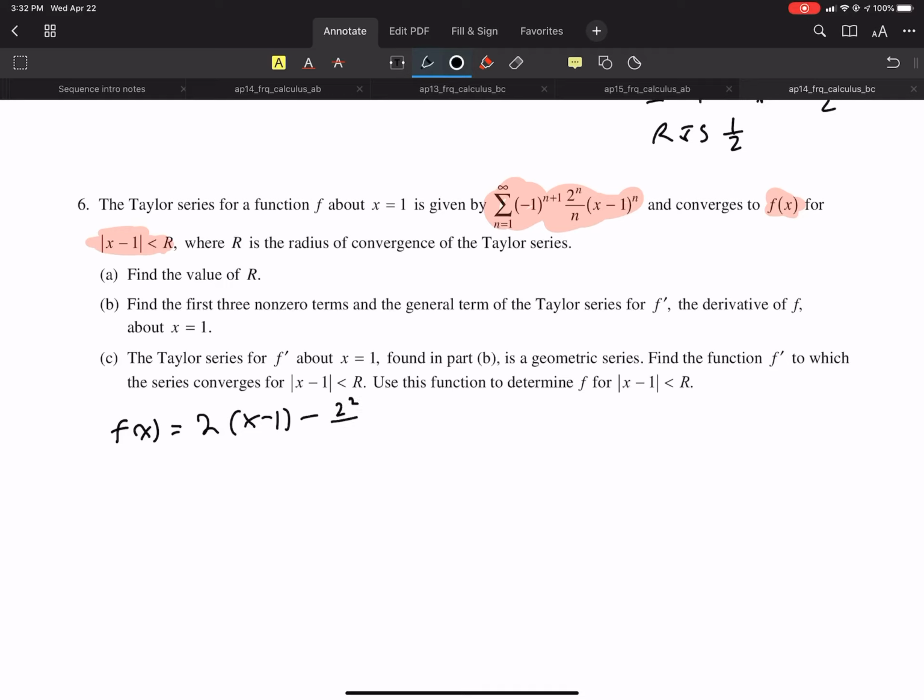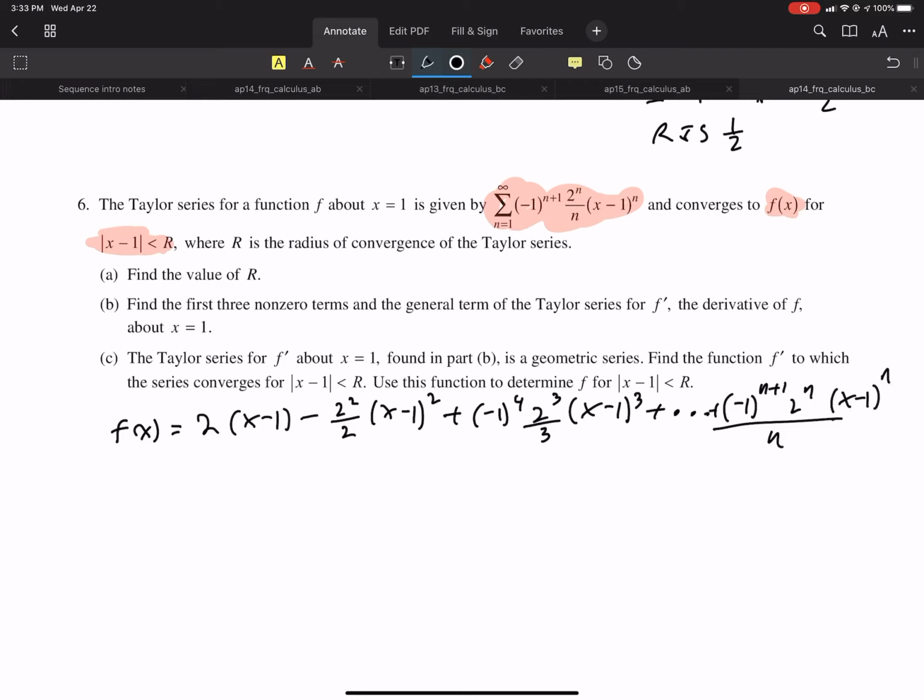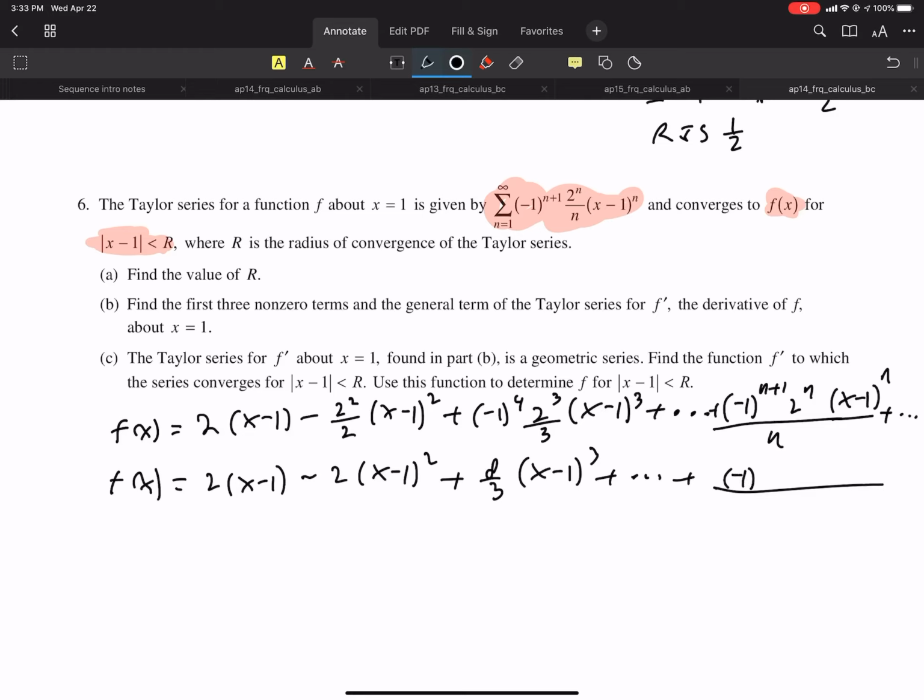You know what? I'll just do this. That way it'll be less confusion. Plus, then plug in 3, negative 1 to the 4th, 2 cubed over 3, x minus 1 cubed, plus, and then the general term. So they want the first 3 and then the general, which is all this. Let me simplify that now, because we have to take the derivative of this. 4 over 2 is just going to be 2. Negative 1 to the 4th is just 1. 8/3. And then we have all of this again.